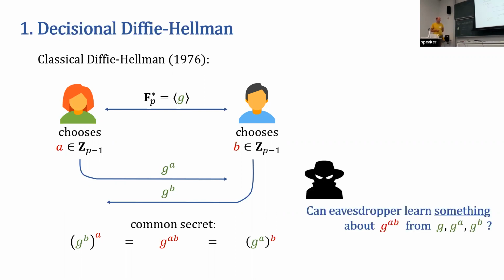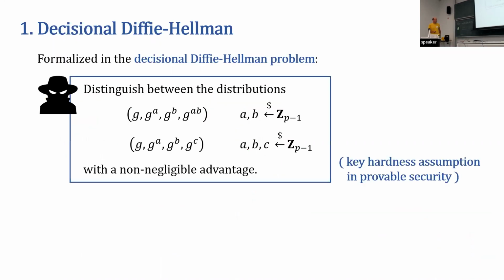Now, ideally, if this would really be like a perfect situation, ideally an eavesdropper would see that this secret is just random. So there is nothing special about this number. So let me formalize this in the decisional Diffie-Hellman problem.